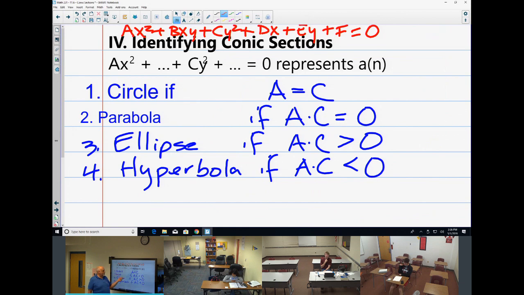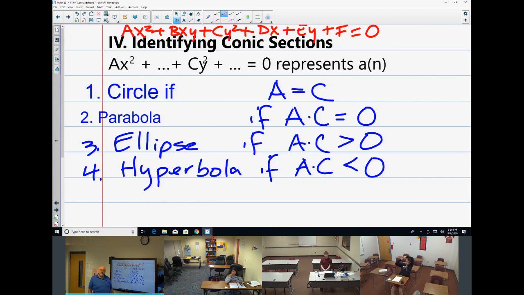All right, then if you multiply the a and the c together and you get a positive number, I mean, a positive number greater than 0, then it's an ellipse. And if you multiply them together and get a negative, that means one's positive and one's negative, then you get a hyperbola.